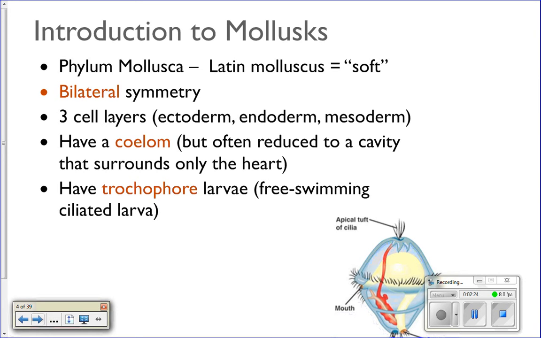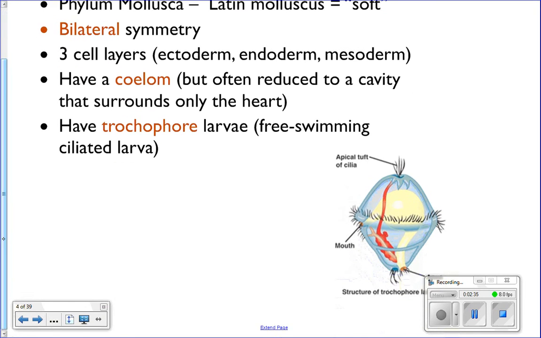A lot of these guys, especially if they're marine, will have a larval stage of life. They'll be meroplankton, where they only spend part of their life as plankton. And they all share a similar looking larva. It's called the trochophore larva. That's what it looks like.